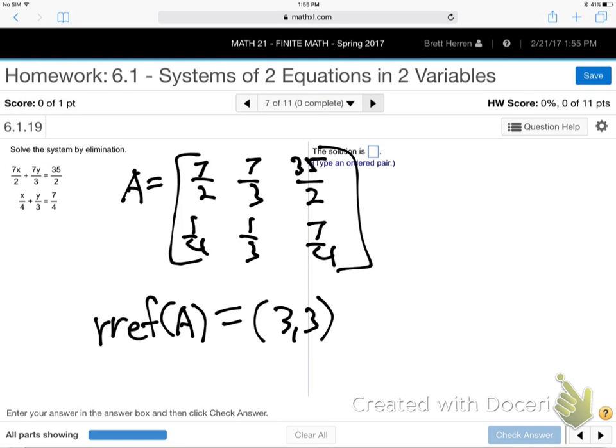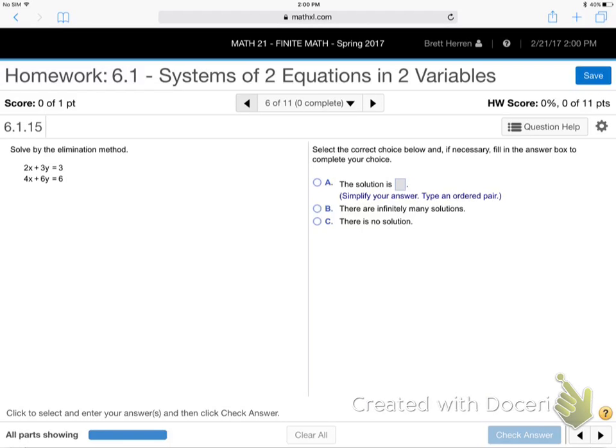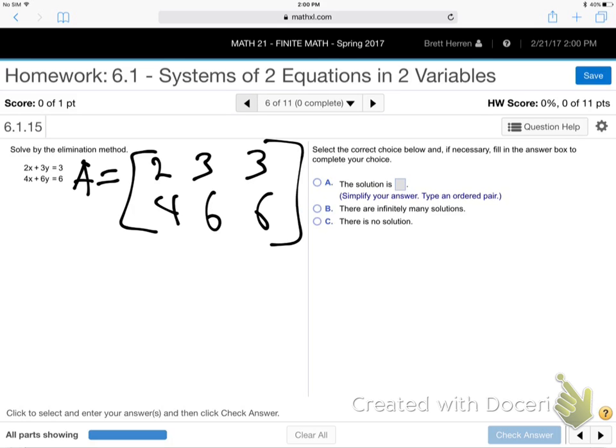Questions on that? That working? All right, so I'm going to keep moving then. Let me get number 6 up here. Okay, so there's number 6. Try that one. It's going to do something weird. Put that one into your graphing calculators: 2, 3, 3, 4, 6, 6. Do the RREF, and you'll get some kind of matrix A. And I'll do it too.